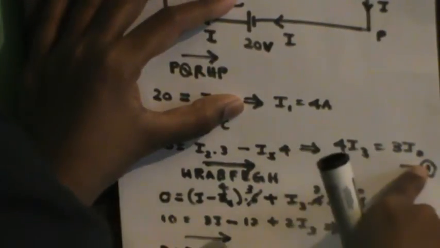But I know 4I3 is 3I2, so 3I2 is again 4I3, and I can substitute that here. So 44 is equal to 6I plus 4I3, which simplifies to 22 equals 3I plus 2I3. This is equation number 3.